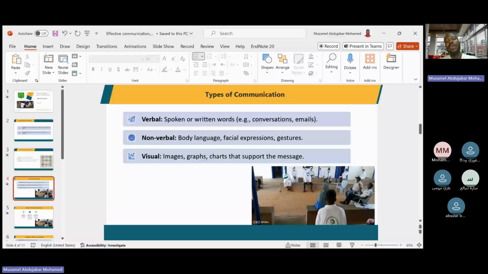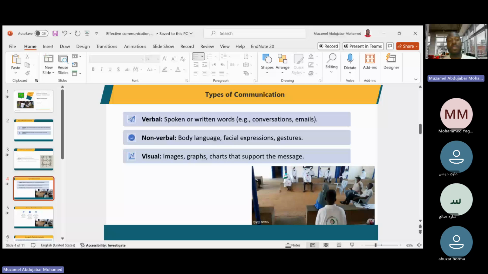And also through the graph, as public health professionals or epidemiologists, many disease trends are shown by graph. When you see the graph, you understand what message the graph carries. You know, perhaps the number of cases of the disease is high or low. This is also a type of communication, called visual. These are the three types of communication. One is verbal, using words, written or spoken. Secondly, non-verbal, using body language. Third is visual, by image and graph.